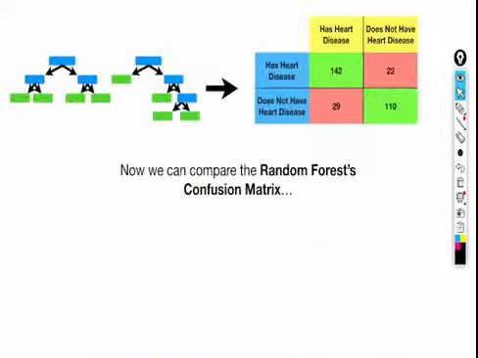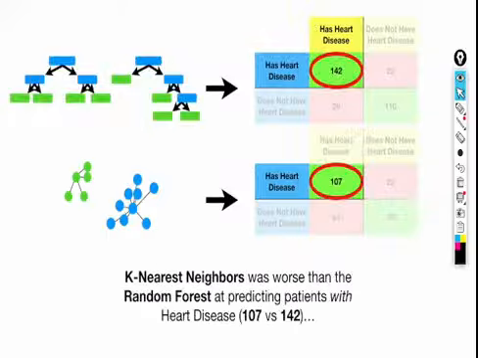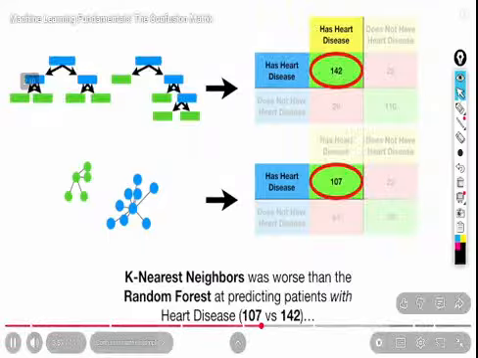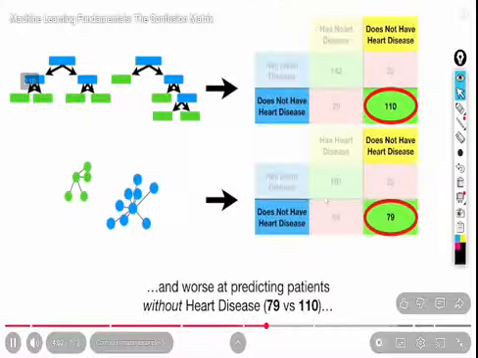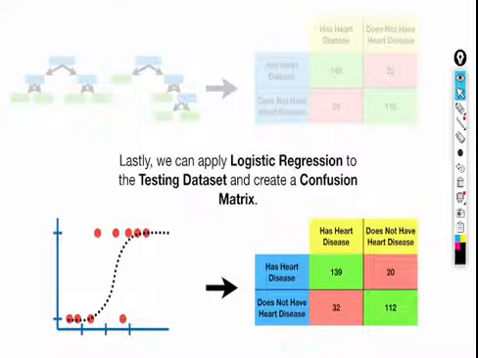Now we can compare the random forest confusion matrix to the confusion matrix we get when we use k nearest neighbors. K nearest neighbors was worse than the random forest at predicting patients with heart disease, 107 versus 142, and worse at predicting patients without heart disease, 79 versus 110. So if we had to choose between using the random forest and k nearest neighbors, we would choose the random forest. Bam! Lastly, we can apply logistic regression to the testing dataset and create a confusion matrix.